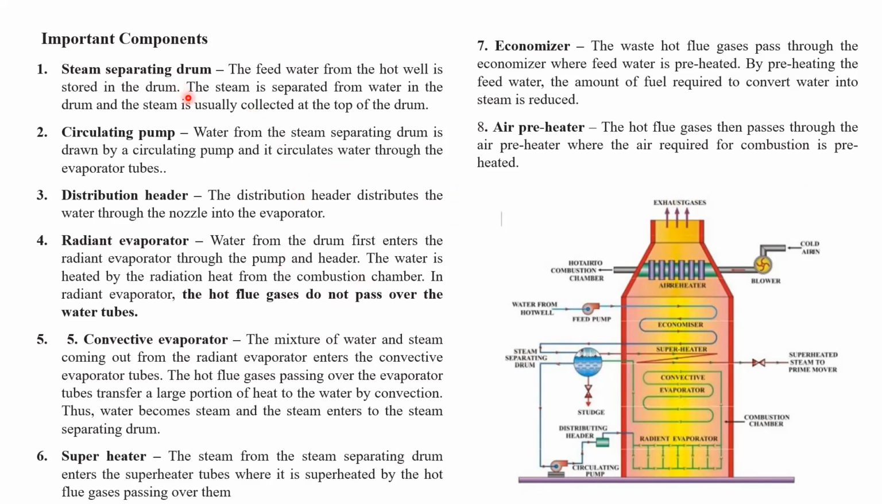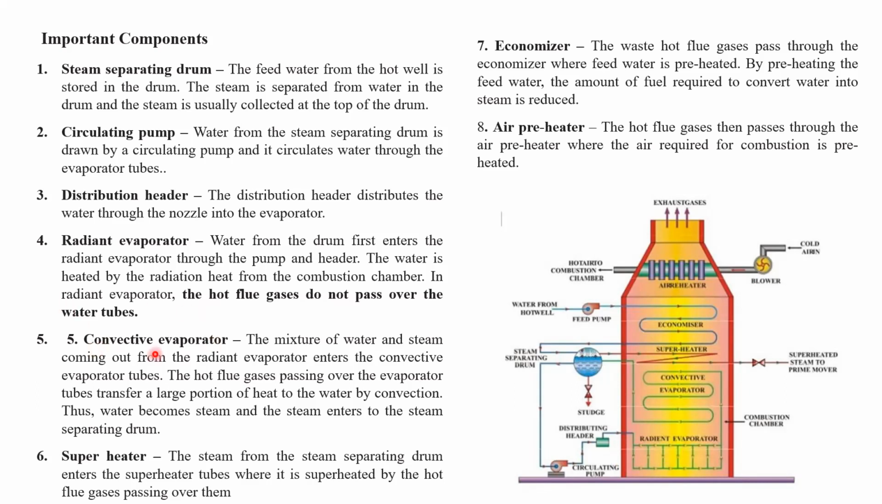The components I just told. The drum is there, which separates water and steam here. Circulating pump here. Distribution header is shown here. Radiant evaporator. The one thing to be noted here: the hot flue gases do not pass. The hot flue gases just pass through the convective evaporator and then go, and whatever heat the radiant evaporator is getting is by means of radiation, and the water gets heated in the radiant zone.